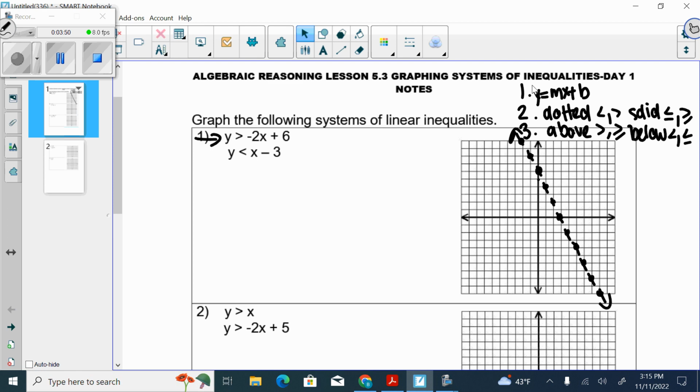Okay, and then I'm going to decide where I should shade. So it says y is greater than, so I'm going to shade above. Very good. Okay. I'm shading over here.